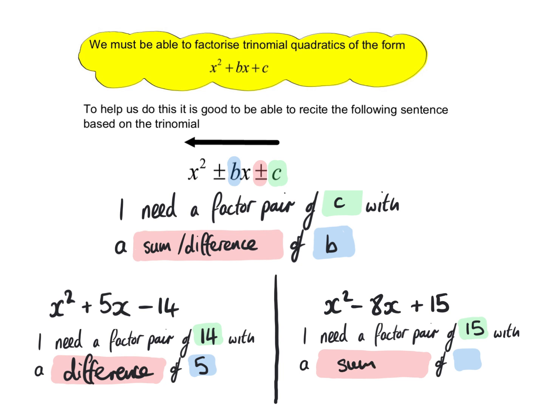And lastly, we're looking at this number here. So we're not paying attention to the sign here, it's literally just that number 8 we're looking at. So just the 8 will go in there. And that's how we create that sentence that's going to help us find the numbers we need to factorise.